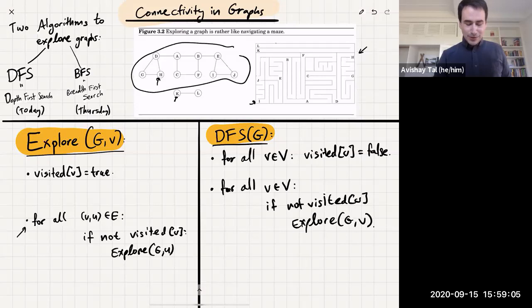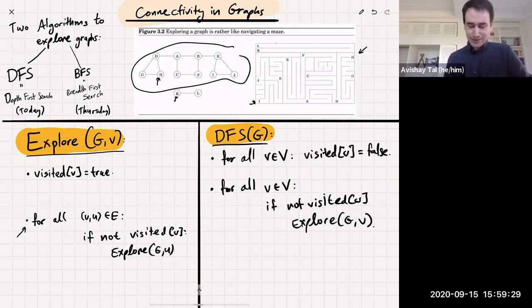So let's say that I run DFS on the graph G. What would be the final result? So I didn't return anything, notice, right? The only thing that I did is mark vertices as visited. So what would happen is that I would mark eventually all vertices as visited. So it's a very weird algorithm. Why would I do that?